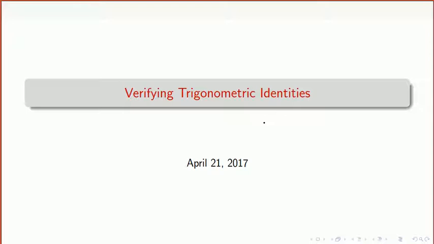So, as we move forward and get practice working with our trigonometric identities, the thing that we're going to want to do is to verify other trigonometric identities. A lot of the problems in this section are going to take the form: you're given a trigonometric identity and you're asked to verify that identity. So what does it mean to verify a trigonometric identity?